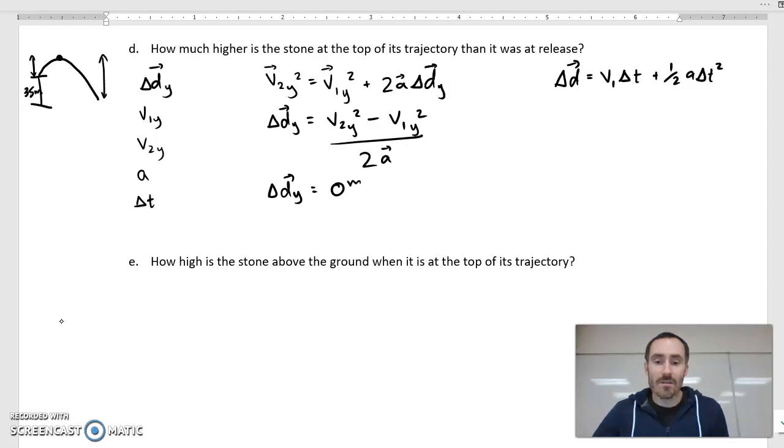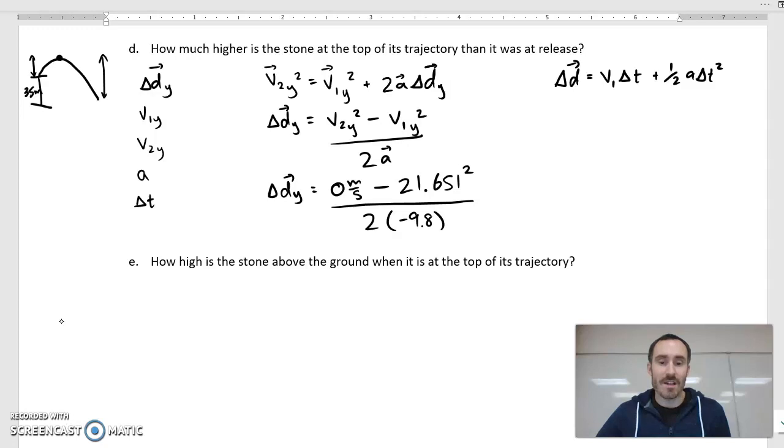v2y is 0. v1y is 21.651 squared divided by 2 times negative 9.8. Okay, and our displacement then is 24 meters. That's how much difference there is between the launch height and the total height.